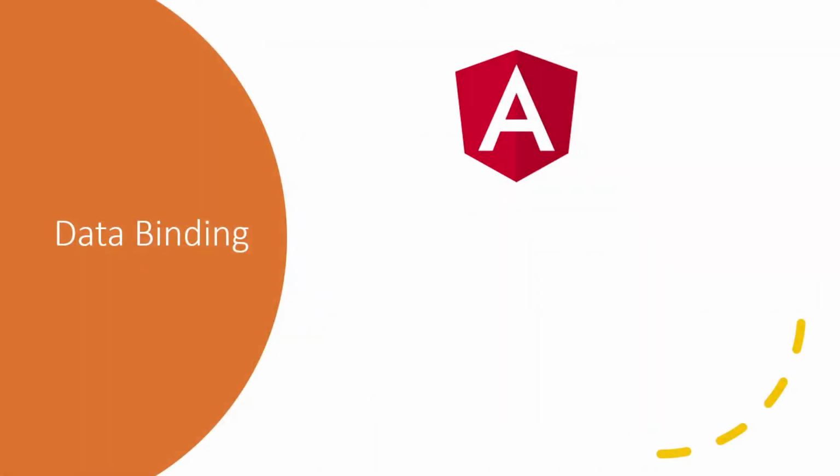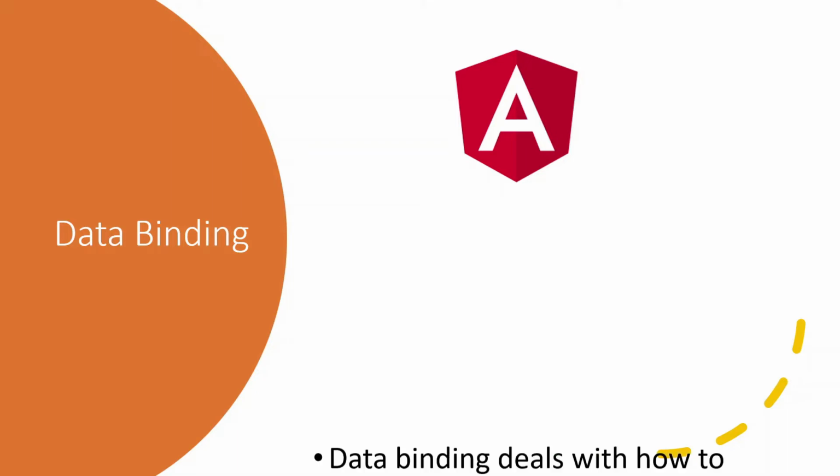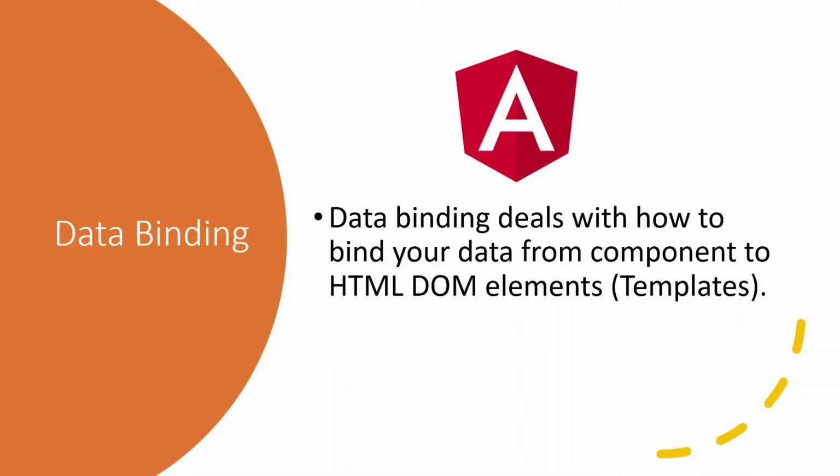So the first question is, what is data binding? Data binding deals with how to bind your data from component to HTML DOM elements. So basically, whatever data that we get in component file, how we can bind that data to our HTML DOM element. That's what data binding is.